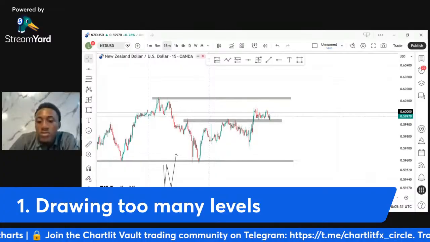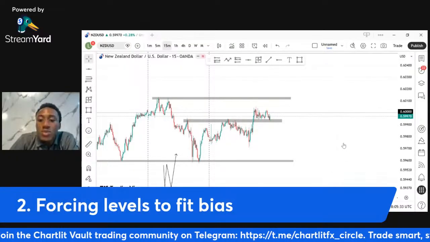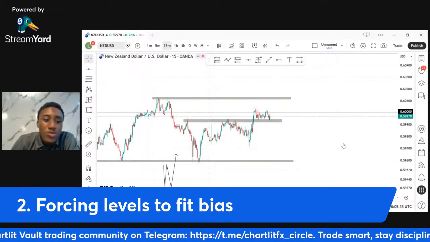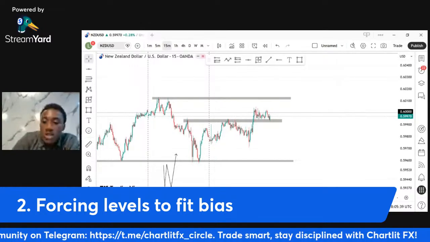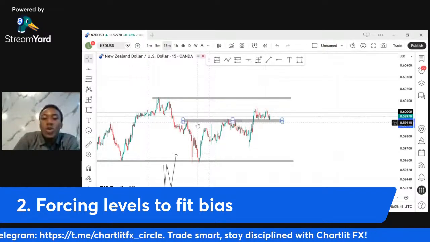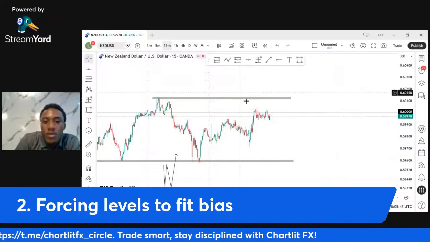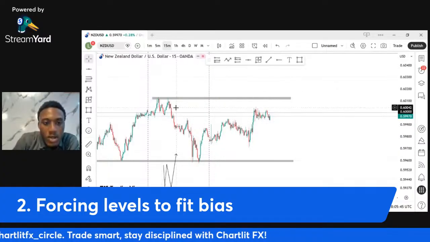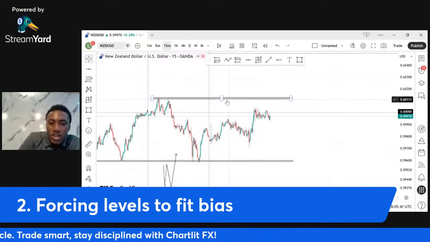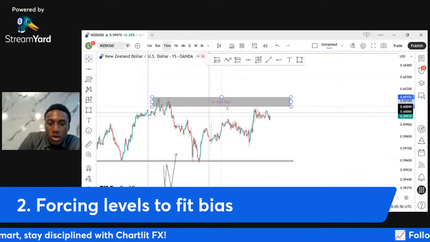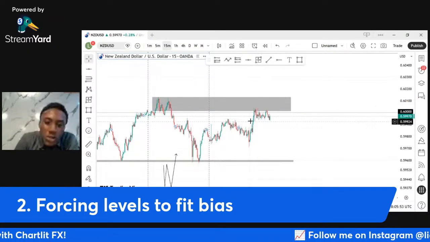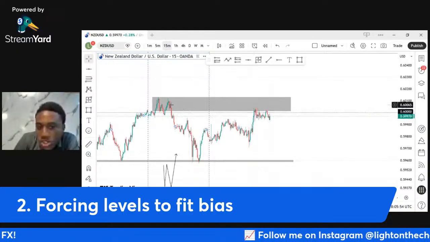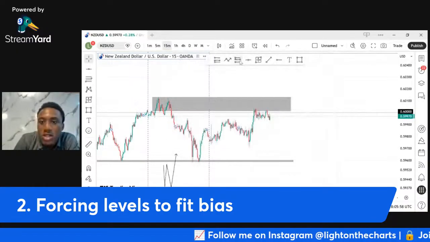So number two mistake beginners make is that they are forcing levels to fit their bias. This is what they like to do, forcing levels to fit their bias. Now, currently here, let me take away this level. Now you can see price rejected and dropped. Now what they do is they'll drag this one, and they'll actually lie to themselves that okay, price has actually touched this key level here.